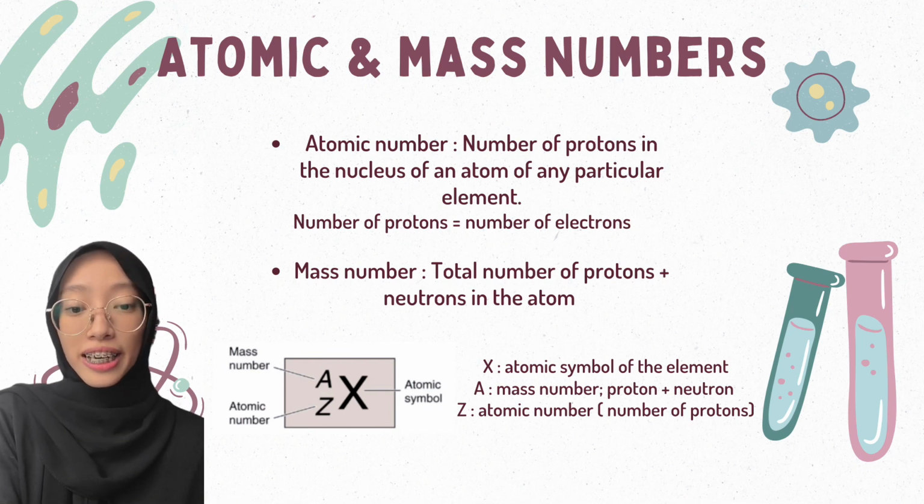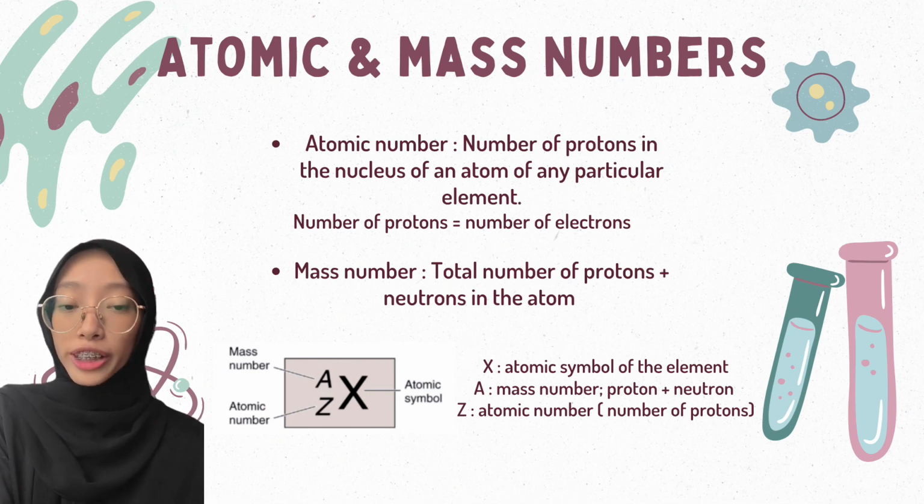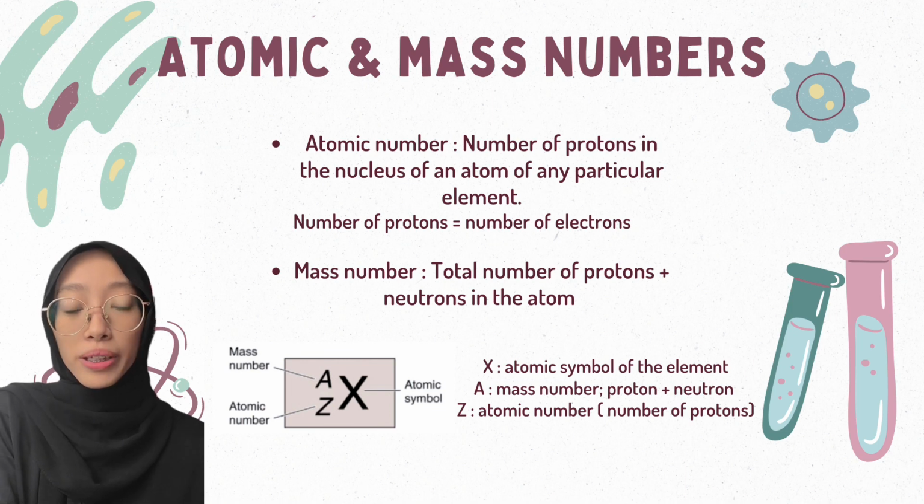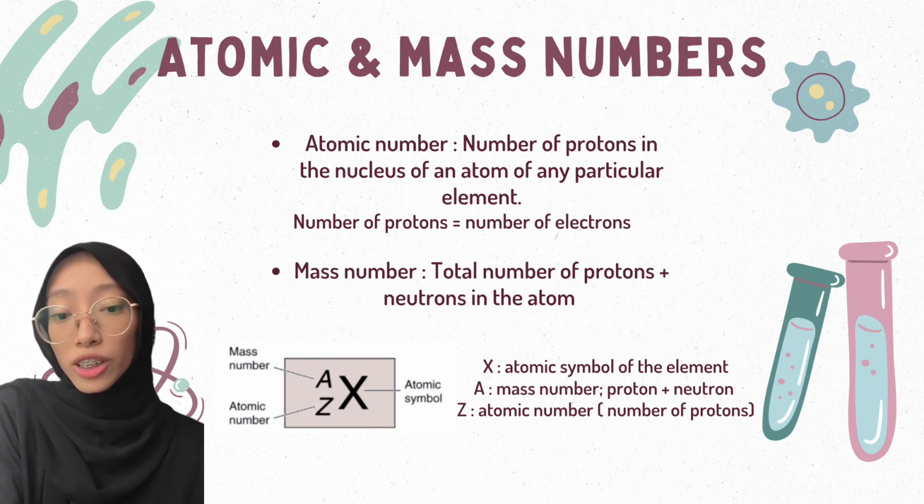As you can see, there is a symbol of an atom, where X is the atomic symbol of the element, A is the mass number, which is the protons plus neutrons, and Z is the atomic number, which is the number of protons. As you know, the number of protons is the same as the number of electrons.